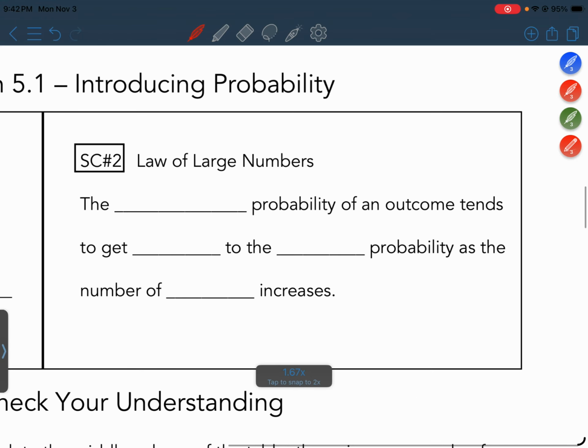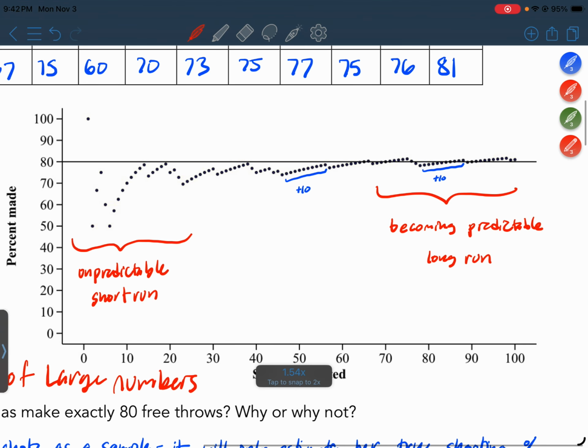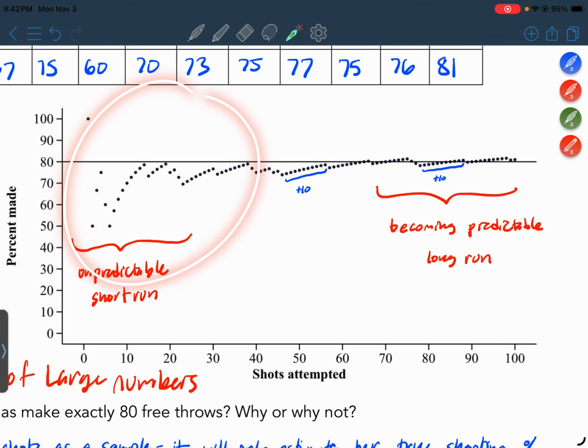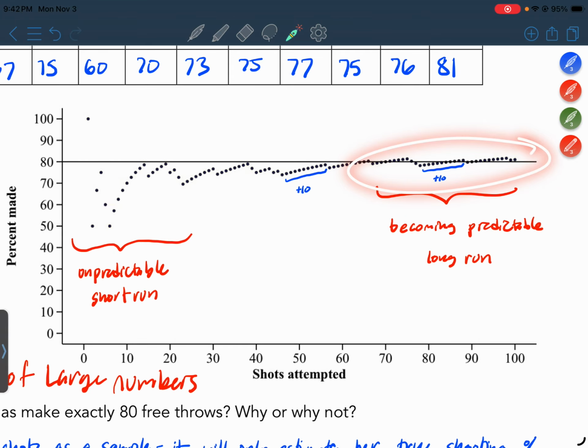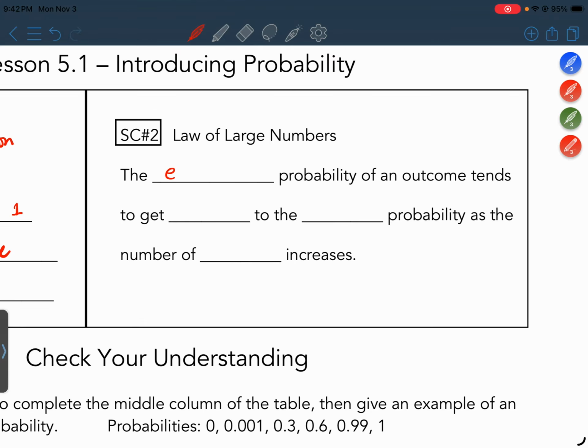All right, the law of large numbers. So anytime you hear that phrase, think about what's going on in this graph. Okay, again, can't really tell what's going to happen in the short run, but in the long run, the estimated probability approaches the true value. Okay. All right, so the estimated probability of an outcome tends to get closer to the true probability as the number of trials increases.